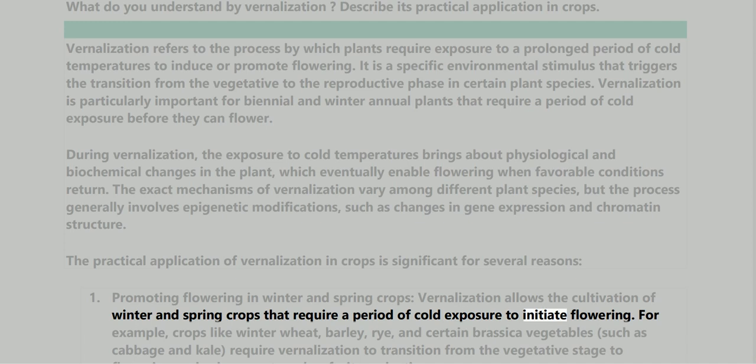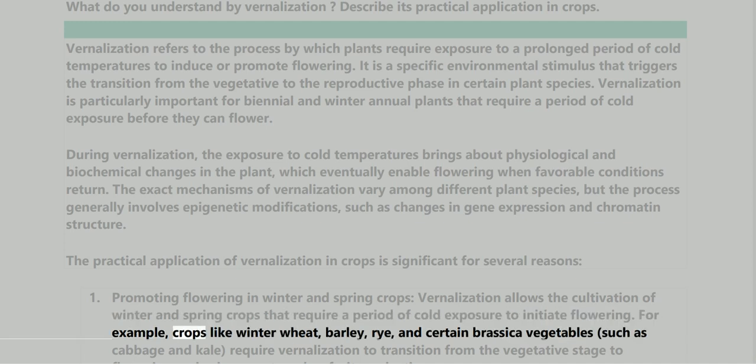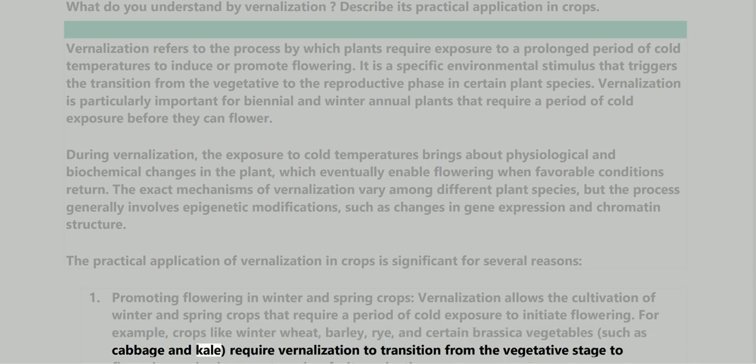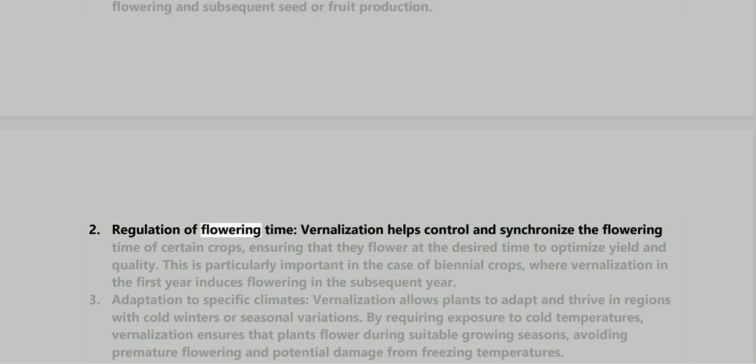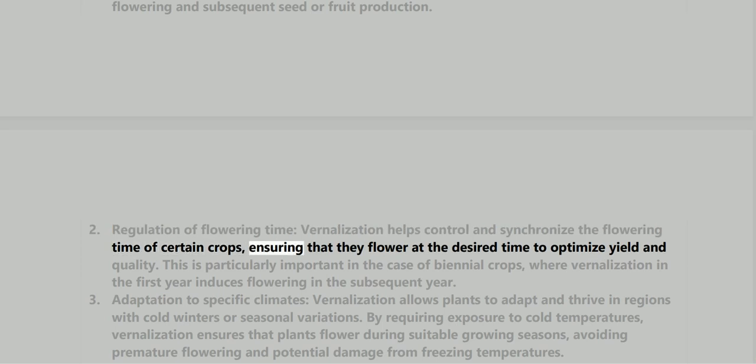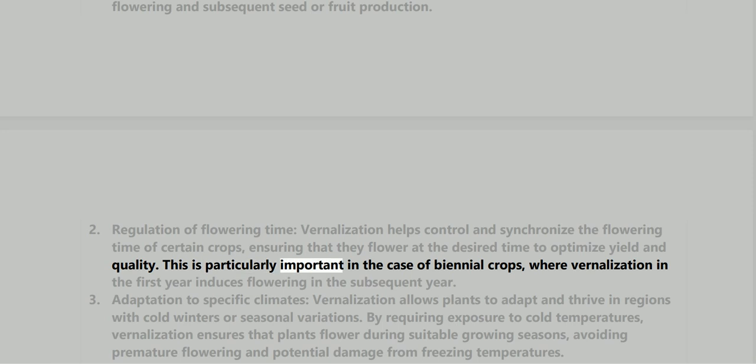For example, crops like winter wheat, barley, rye, and certain brassica vegetables, such as cabbage and kale, require vernalization to transition from the vegetative stage to flowering and subsequent seed or fruit production. 2. Regulation of flowering time. Vernalization helps control and synchronize the flowering time of certain crops, ensuring that they flower at the desired time to optimize yield and quality. This is particularly important in the case of biennial crops, where vernalization in the first year induces flowering in the subsequent year.